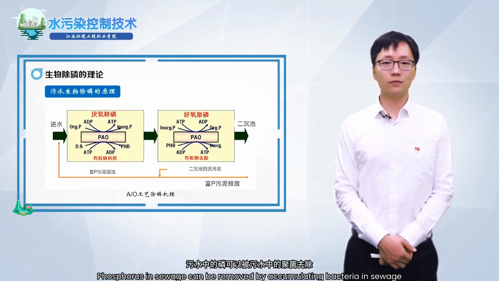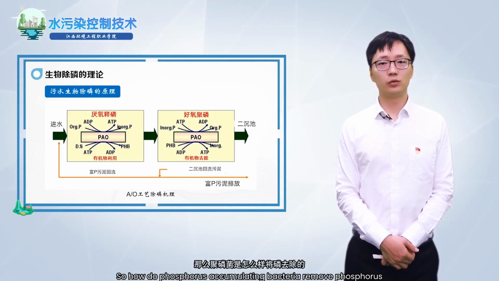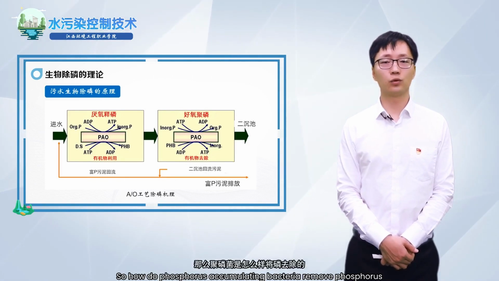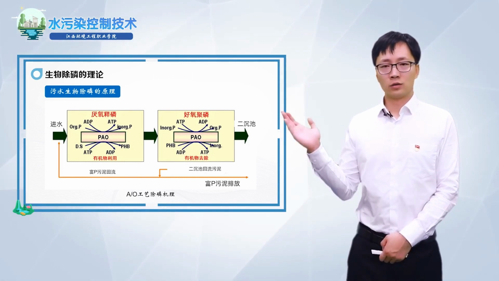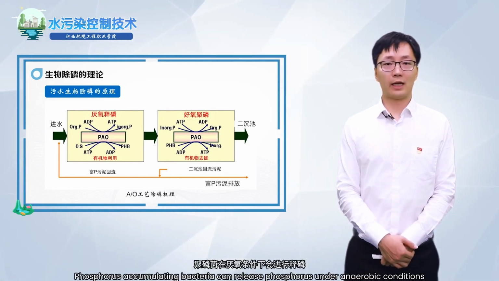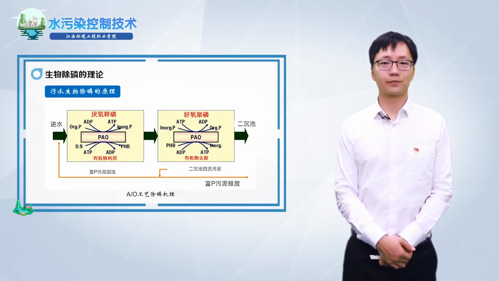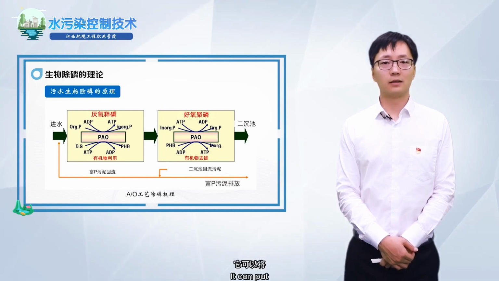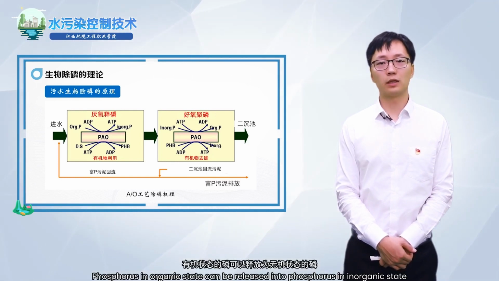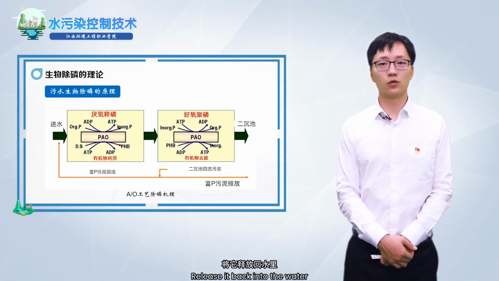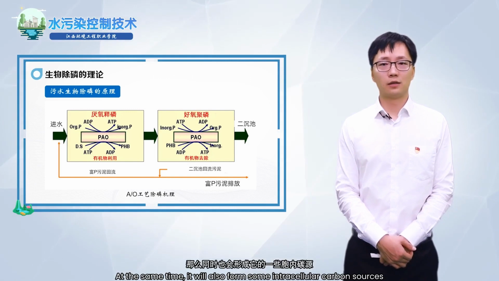Phosphorus in sewage can be removed by phosphorus accumulating bacteria. So how do phosphorus accumulating bacteria remove phosphorus? Let's take a look. First, phosphorus accumulating bacteria can release phosphorus under anaerobic conditions. It can convert phosphorus in organic state into phosphorus in inorganic state and release it back into the water. At the same time, it will also form some intracellular carbon sources.